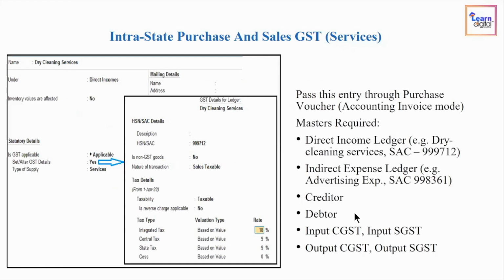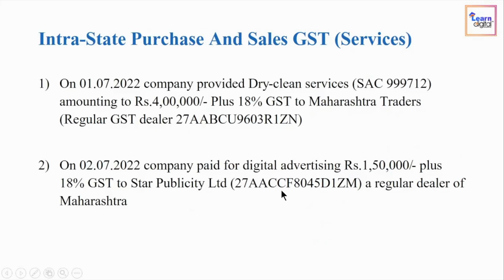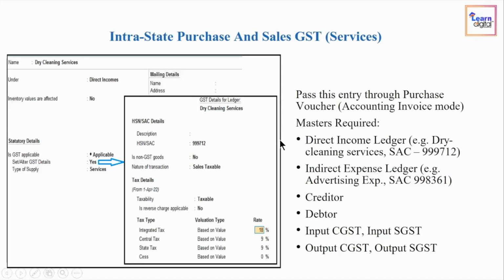See, here I have given a screenshot of the direct income ledger, that is dry clean services. So pass this entry through a sales voucher. So direct income ledger, dry clean services, debtors, creditors. I have given the details of both the entries. This is the sales entry and this is the purchase entry. So first we will create dry clean services.